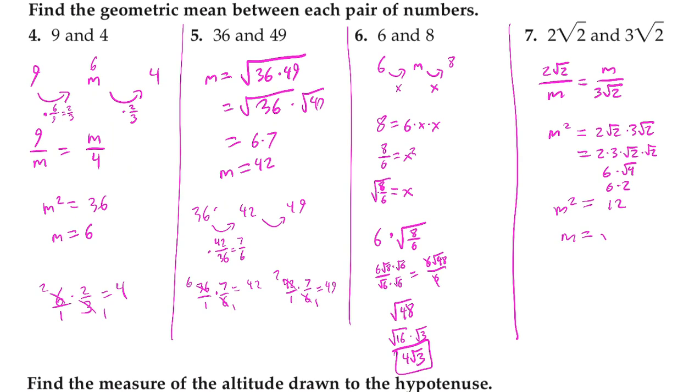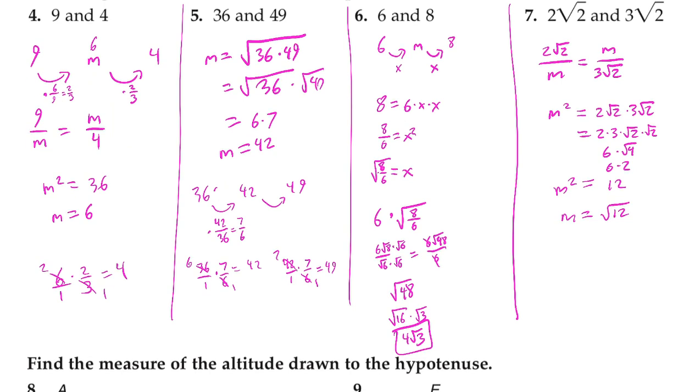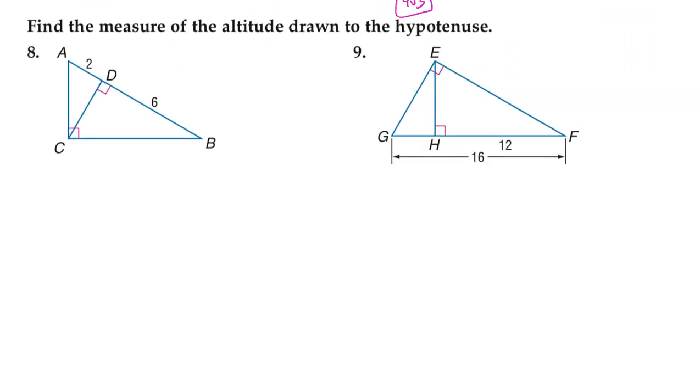So the geometric mean is the square root of 12, which we can simplify to be the square root of 4 times the square root of 3, or 2 root 3. Okay, chévere, you guys. Okay, let's go down here.